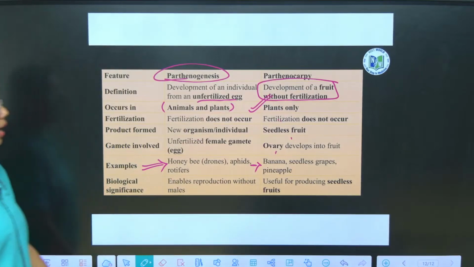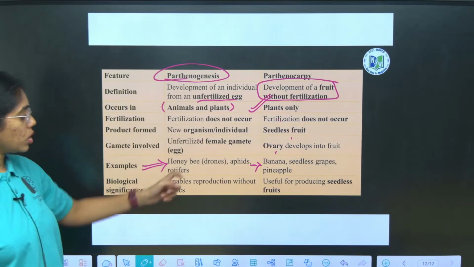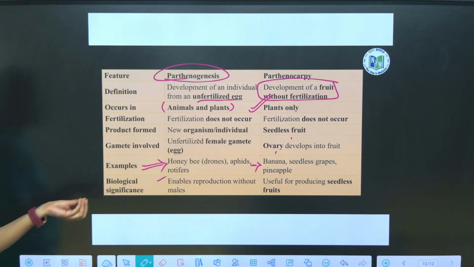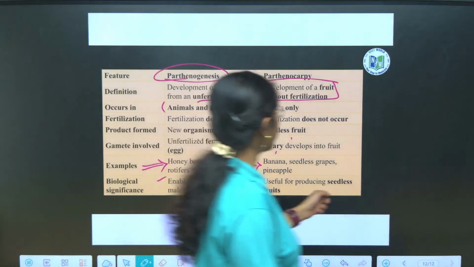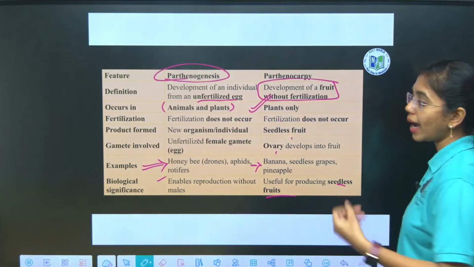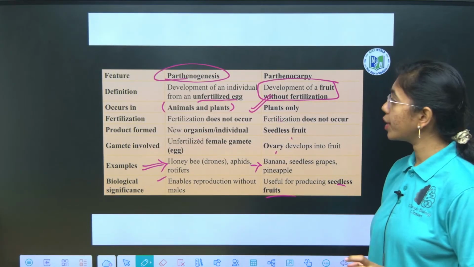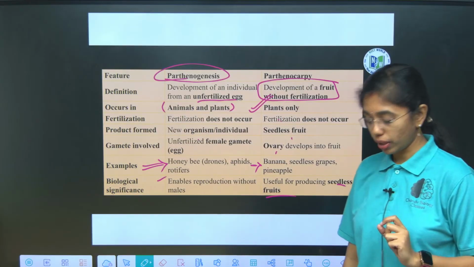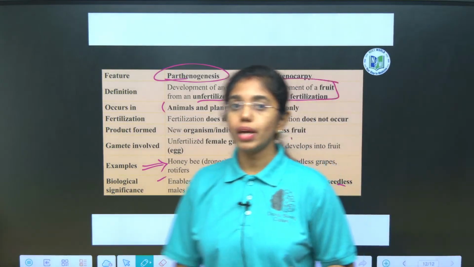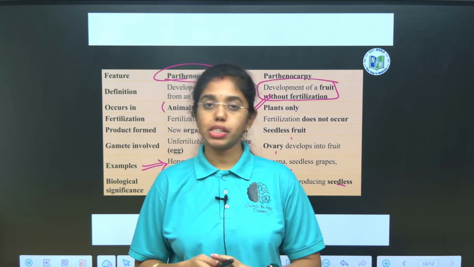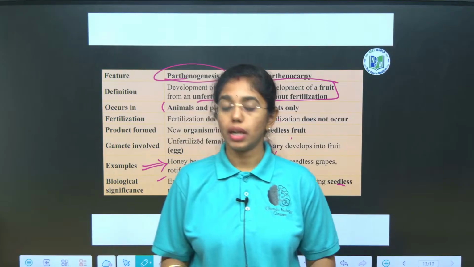Biological significance: parthenogenesis enables reproduction without males. Parthenocarpy is useful to produce what? Seedless fruits or hybrid fruits. Clear, right? These are the two sections to be dealt with, parthenogenesis and parthenocarpy. So from this chapter we are only left with post fertilization events and EAPCET previous year questions, which I will do in the next class.